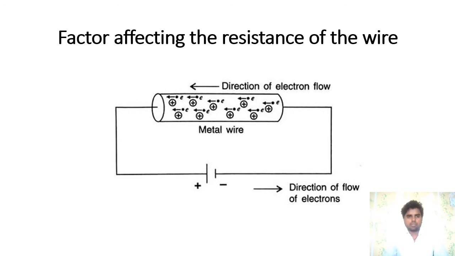Now we have to discuss the factors affecting the resistance of the wire. What are the different factors? What you can see in this image, I am giving you 30 seconds. What can be the factors that are affecting the resistance of the wire? We can say that some wires have more resistance, some wires have less resistance. Why is it so?